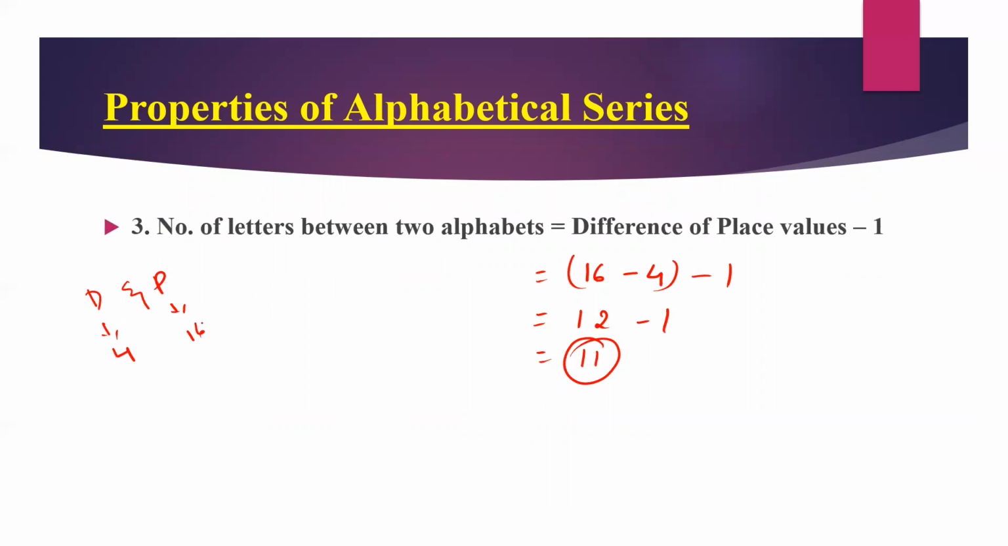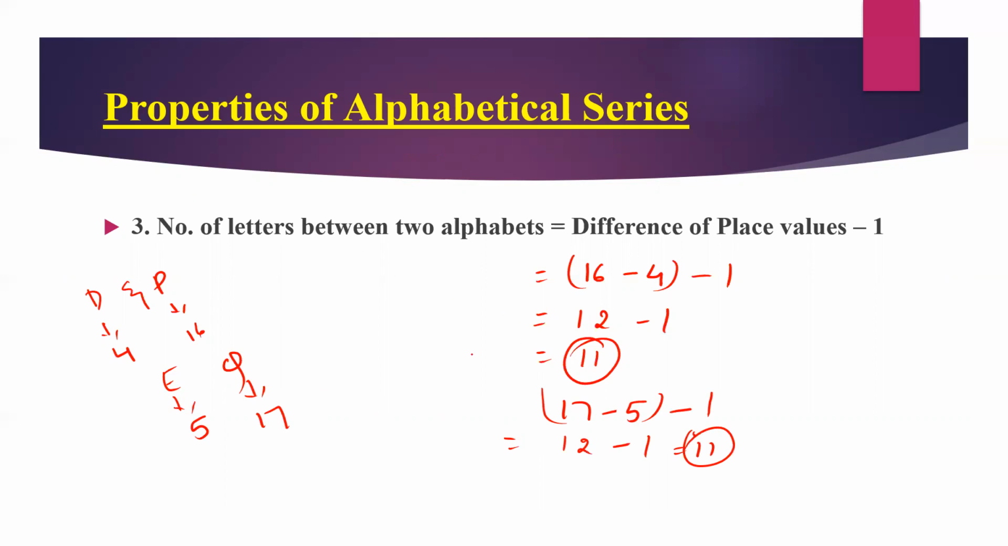So in a question, you may be asked how many letters are between two given letters. Suppose you need to find the number between E and Q. What is the difference of their place values? The place value of E is 5 and the place value of Q is 17. So what is the difference between them? 17 less 5 less 1. It is equal to 17 less 5, which is 12, less 1, which is 11. So there are 11 letters between E and Q.